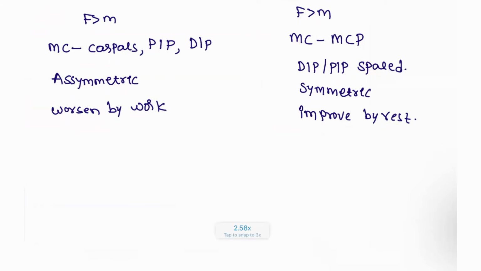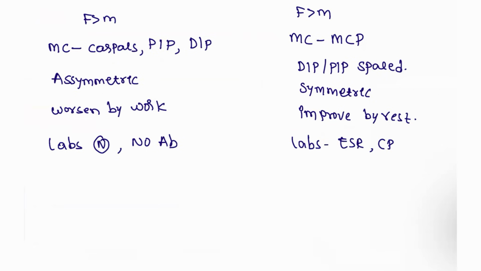Next, labs. In osteoarthritis, the labs are going to be normal. No antibodies are seen because it is a degenerative condition. But here in rheumatoid arthritis, early on the erythrocyte sedimentation rate and CRP will be elevated. Along with that, anti-citrullinated antibodies will be positive, classically seen in patients with rheumatoid arthritis.